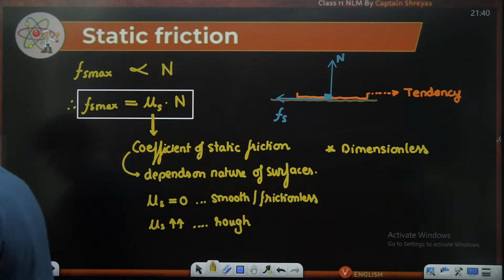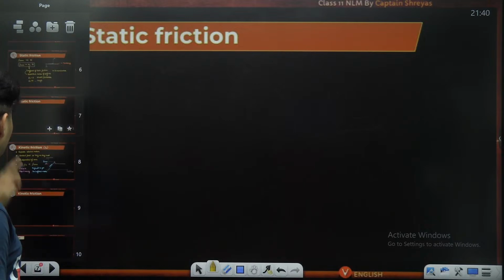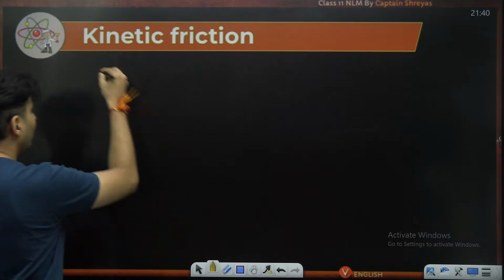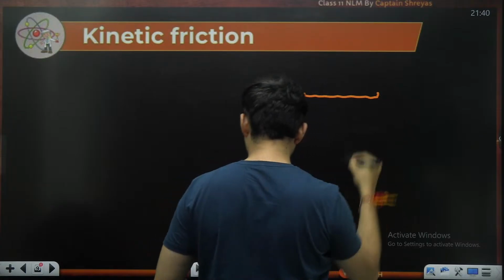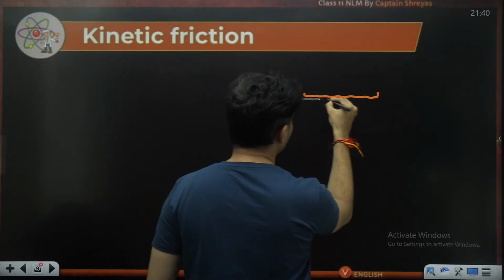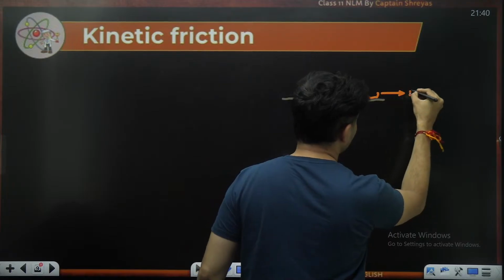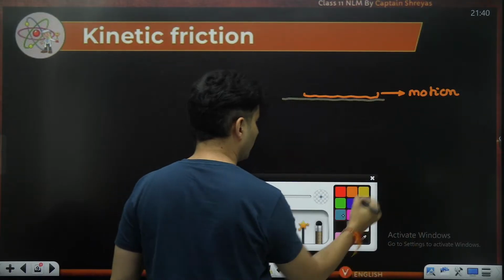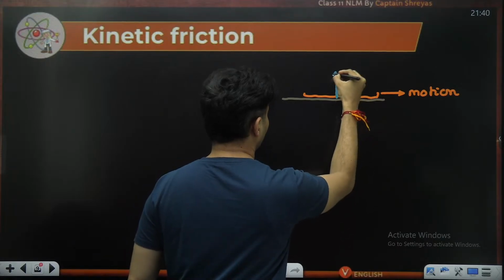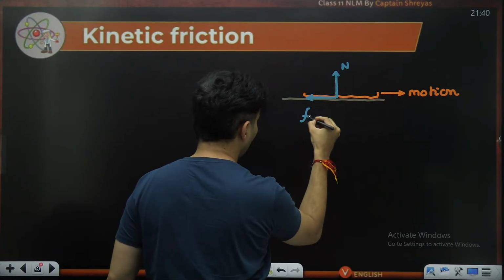Great. So let's move to kinetic friction. What is the formula for that? Same formula, guys, again over here. So imagine there is this surface which is in contact with this surface, and this is actually moving. There is actual motion which is happening like this. So this is again the normal force. The friction will obviously oppose the motion.